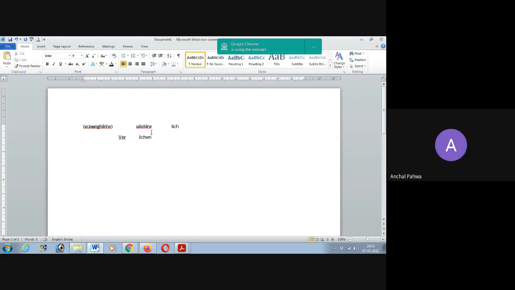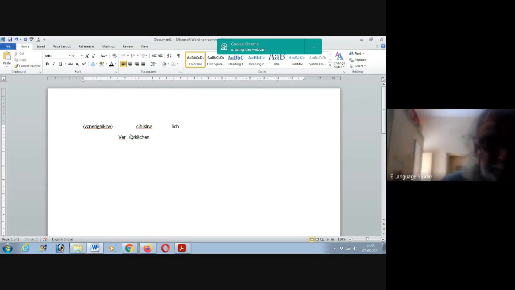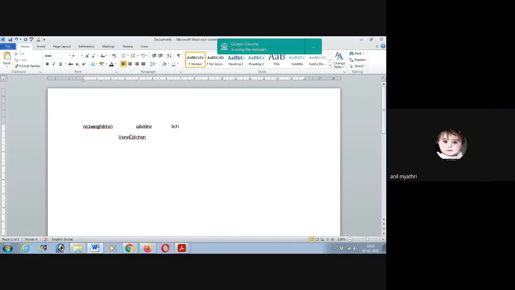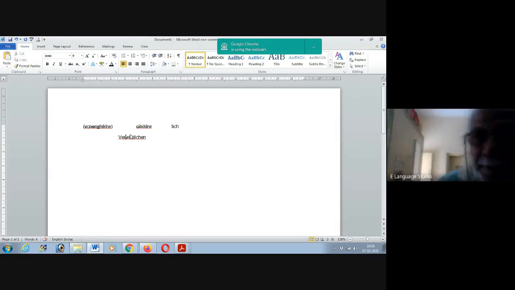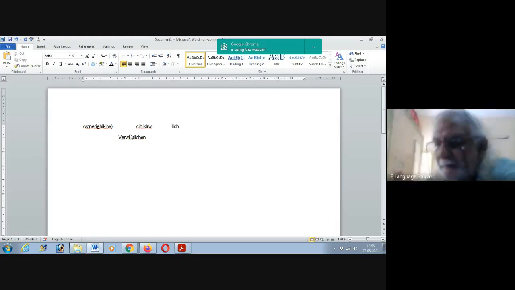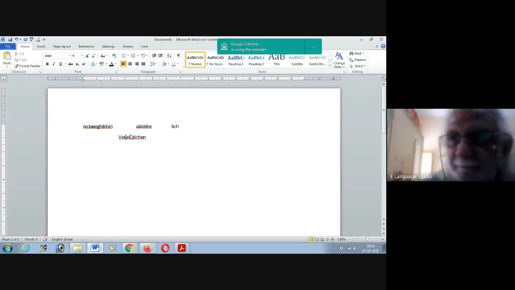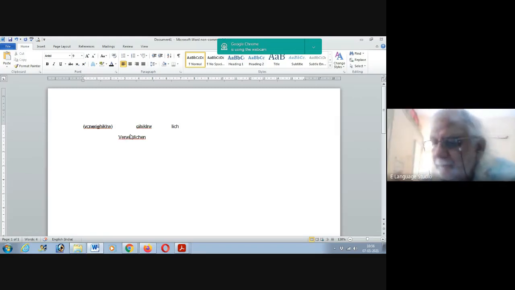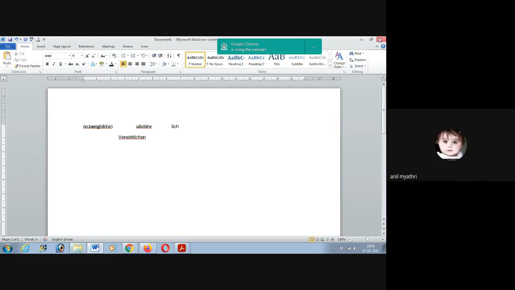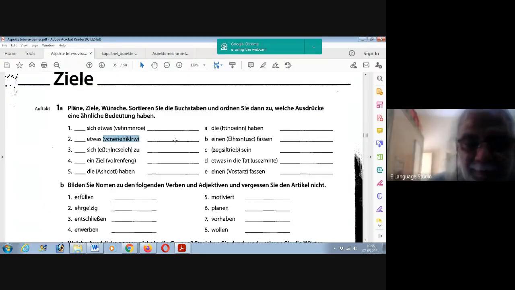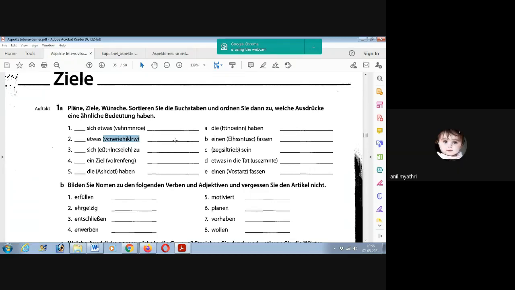Verklichen? Verklichen. No, Verwirklichen. Ja, verwirklichen. So ist das. Was bedeutet das? Verwirklichen. Was bedeutet wirklich? Really. Und als Verb, etwas verwirklichen? To make real? To realize. Realize, okay.